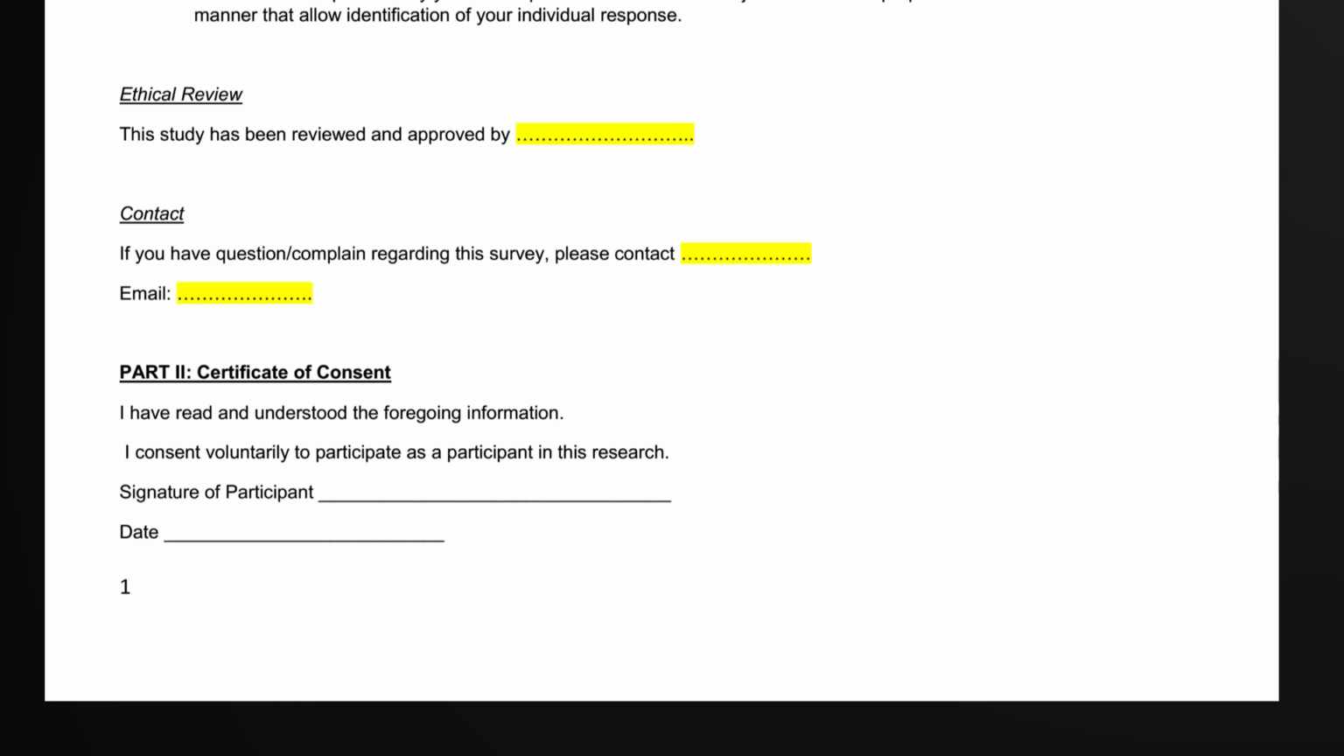I have read and understood the foregoing information. I consent voluntarily to participate. And of course, we give these based on the native language of the participants. So if they're Arabs, we give them the informed consent in Arabic. If they're from Pakistan, for example, we give them the informed consent in Urdu, so that the information is clear and the participant can understand it very well.